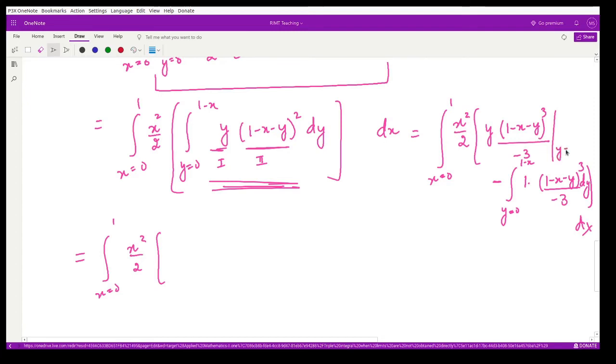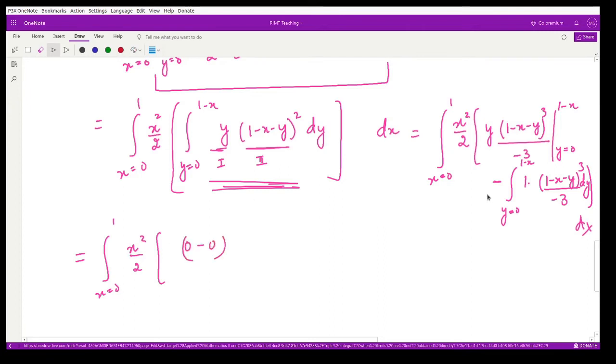So the limits would be from 0 to 1 minus x. So we have 1 minus x into 1 minus x minus 1 by x. So this and this cancel. So your first term is equivalent to 0 when you substitute the limits. And when you substitute the lower limit here, it is 0. So you multiply by 0, that is 0. So we have 0 minus 0.